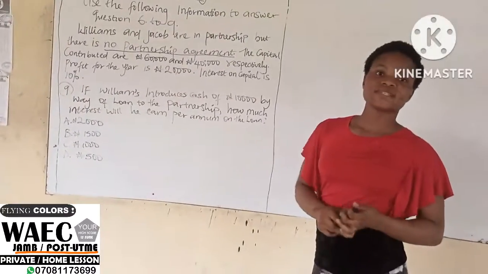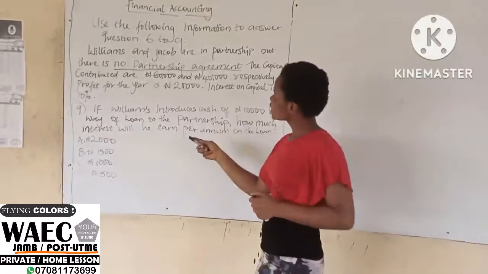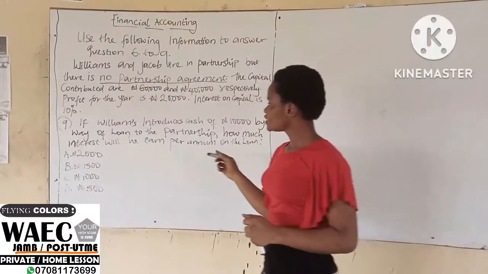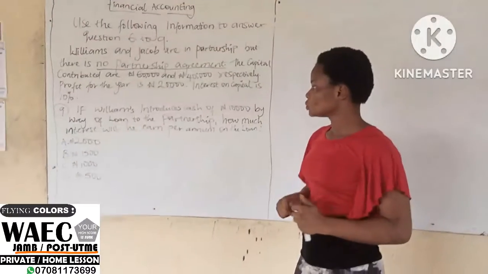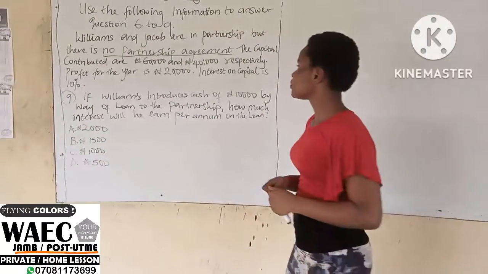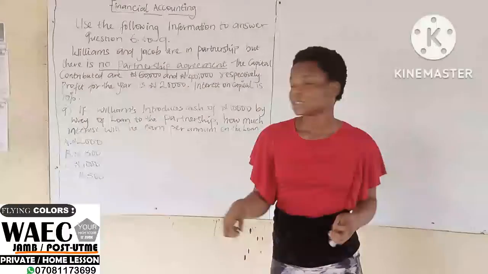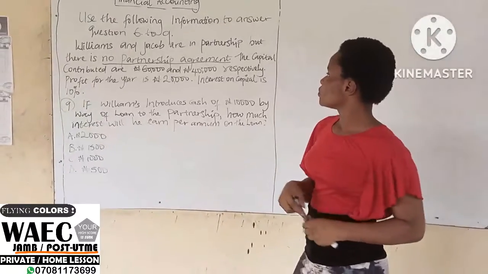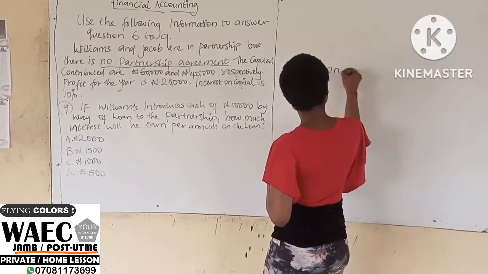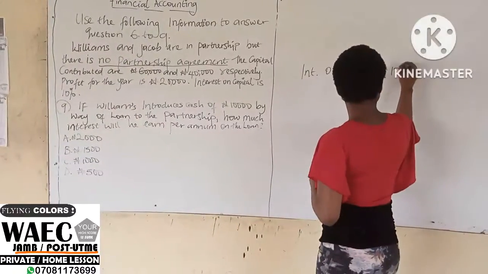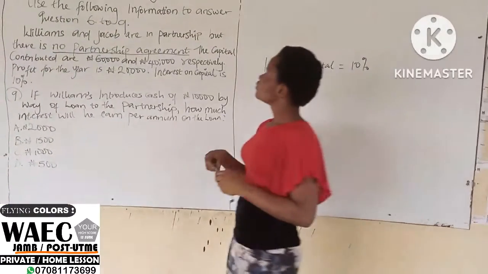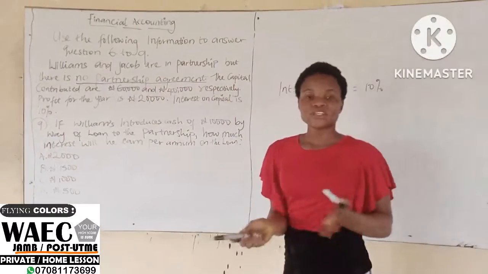Okay, now we go back to question number 9. If Williams introduced cash of 10,000 by way of loan to the partnership, how much interest will he earn per annum on the loan? Option A, 2,000, option B, 1,500, option C, 1,000, option D, 500. He introduced it as a loan to the partnership. So therefore, we are going to be making use of the interest on capital, and the interest on capital is 10%. So we are not going to be making use of the whole interest on capital. Why? Because Williams was in the partnership before. He is not a new person.